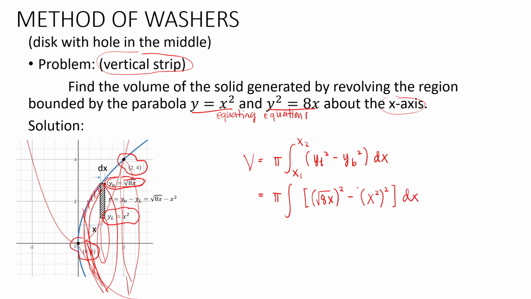Again, our limits of integration are in the x direction, so this will be from 0 to 2. You may plug this in your calculator, but you can still simplify this to help your calculator solve it faster. So you're going to have 8x minus x to the power of 4 dx. You may plug this in compared to the previous line.